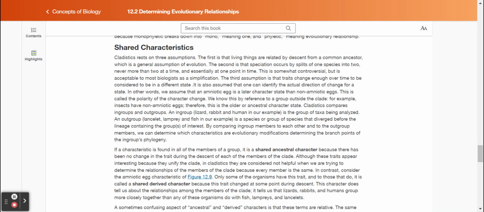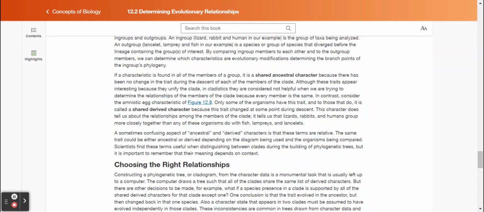Cladistics compares in-groups and out-groups. An in-group, lizard, rabbit, and human in our example, is the group of taxa being analyzed. An outgroup, lancelet, lamprey, and fish in our example, is a species or group of species that diverged before the lineage containing the groups of interest. By comparing in-group members to each other and to the out-group members, we can determine which characteristics are evolutionary modifications, determining the branch points of the in-group's phylogeny.